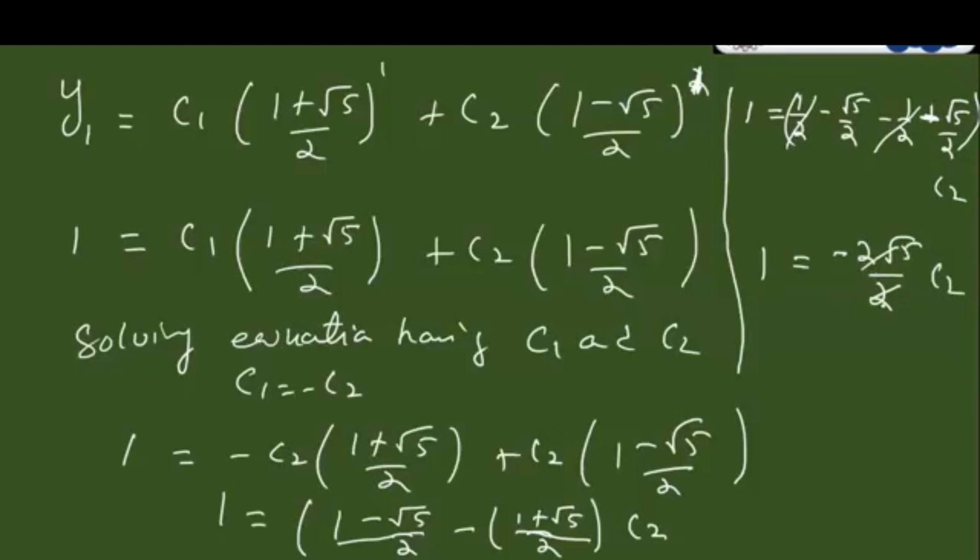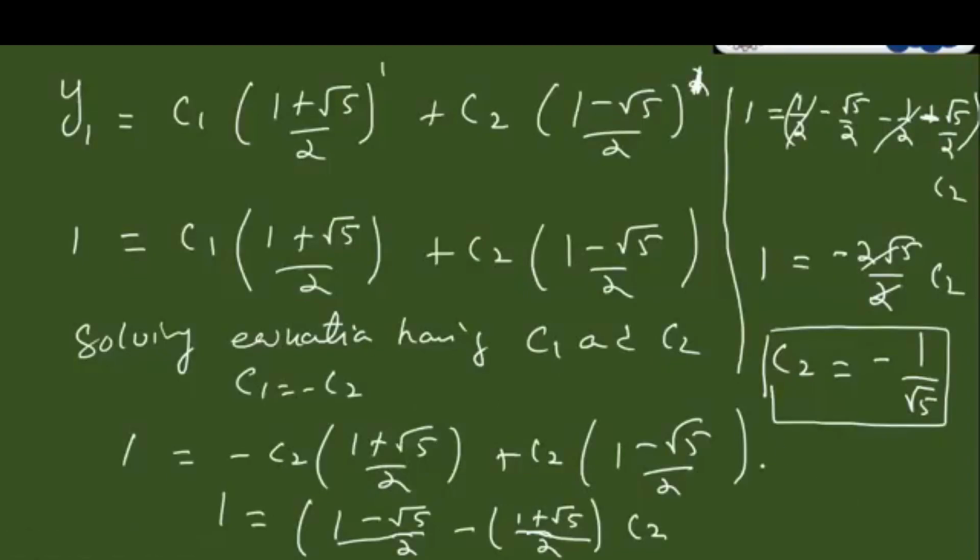So for c2 I want to compute the value of c2. So c2 in this case is minus 1 over root 5. Okay, so this is how we did this. So I need to compute c1. So c1 is very simple, it is just the negative of c2. This implies c1 equal to minus of c2. c2 is minus 1 over root 5. So c1 is 1 over root 5.